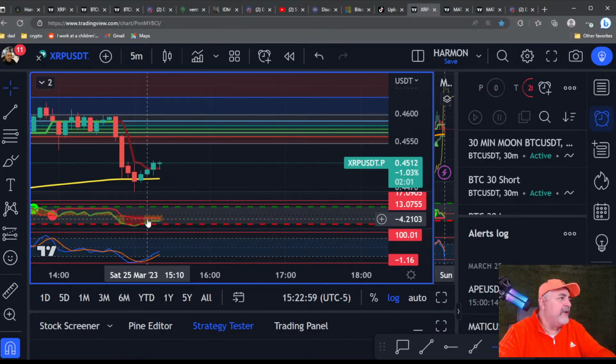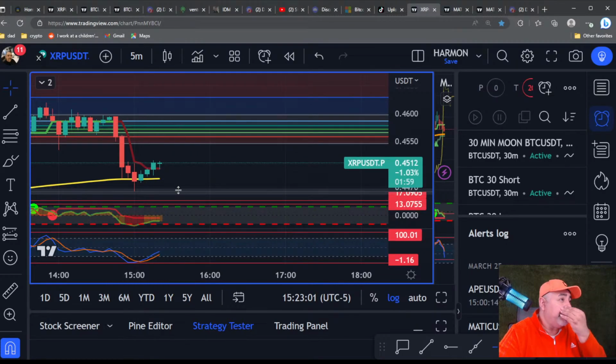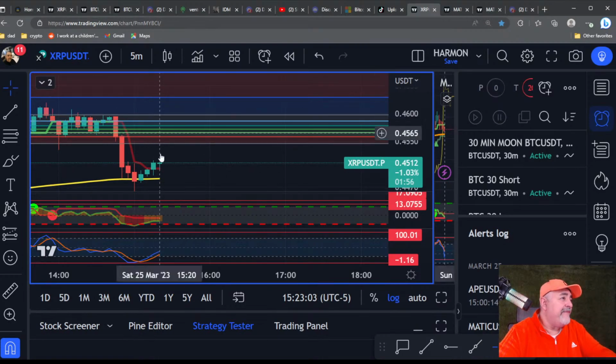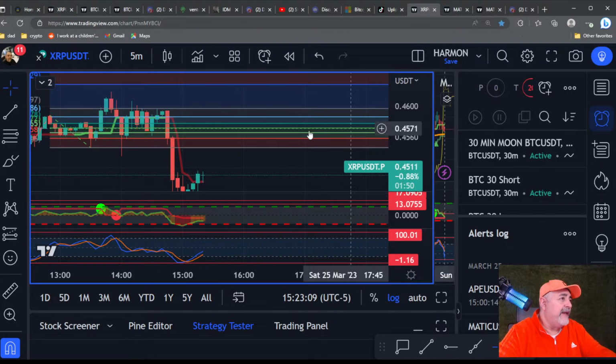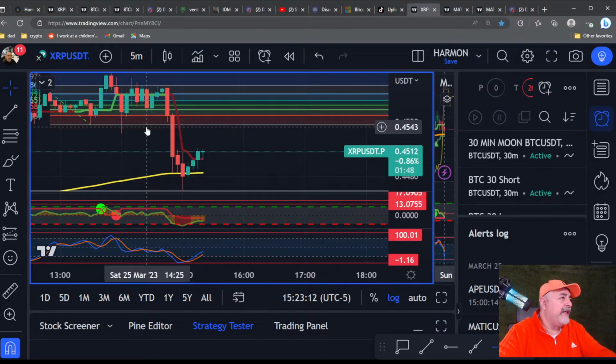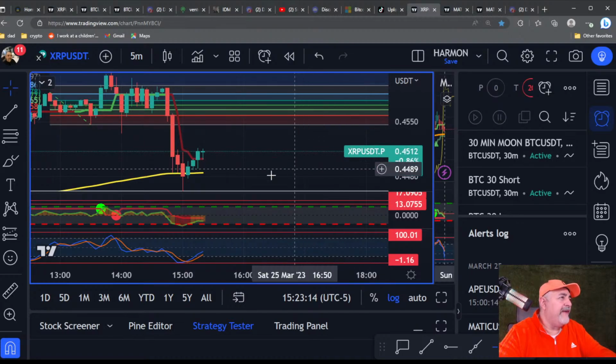We don't have a green moon, so we can't actually enter a long here, and we don't have a green trend. On a 5 minute, you need a green moon and a green trend, and then you would enter. It's the only time you would enter. So if you want to get the best entry, what would be the best entry?